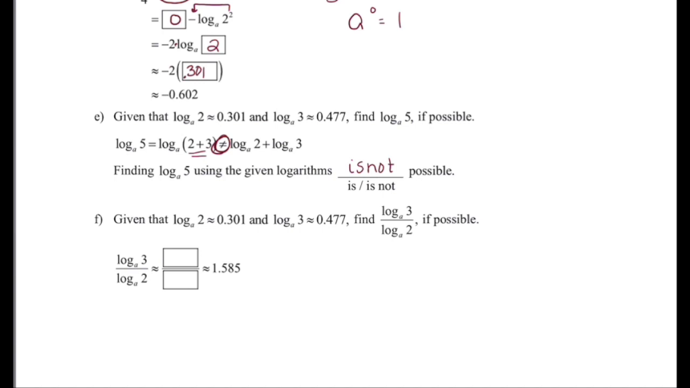And finally, given that log base a of 2 and log base a of 3 have been what we're looking for, let's find what is log base a of 3 over log base a of 2. It's already written for us, so all we need to do is replace our logs with their decimal form and divide and get approximately 1.585.